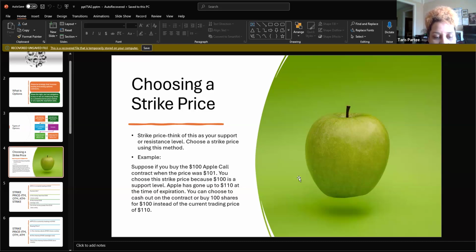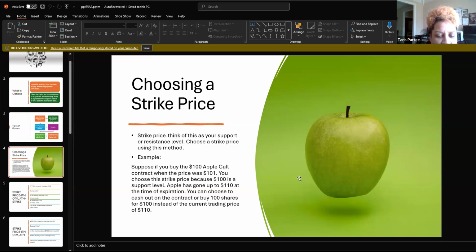This is the way I choose my strike price. Now, you may find that other traders or other teachers will tell you, no, you choose a strike price this way, but this is the way I choose my strike price. First of all, I always choose my strike price in or at the money. Now, I know you don't know what that means. We're going to talk about that next.